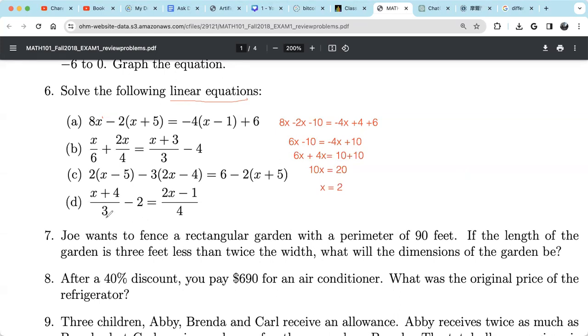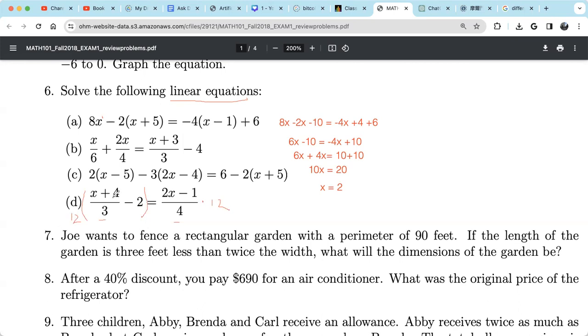D, I have denominators. So I want to get rid of these denominators. How do I get rid of them? I want to multiply every term by the least common denominator, which is 12 in this case. So I multiply 12 on the left-hand side and 12 on the right-hand side, because I have an equation, right? I can multiply by the same number, divide by the same number, add the same number, or subtract the same number on both sides simultaneously.